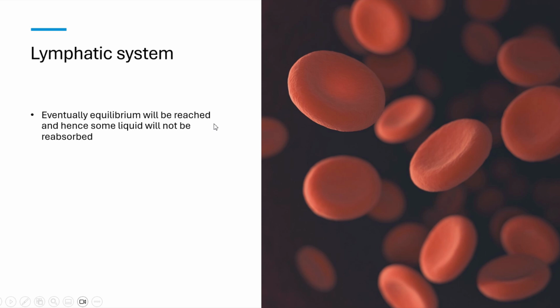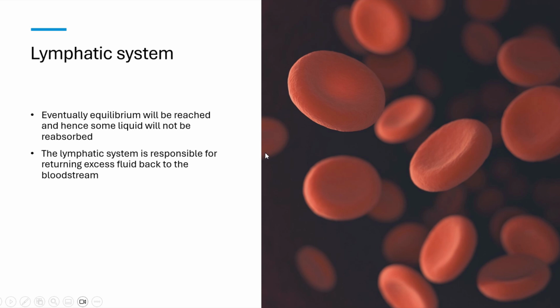Lymphatic system. So eventually equilibrium is going to be reached and some liquid will not be reabsorbed. You can't reabsorb all that liquid, or most of it, because osmotic pressure is going to balance it. So it's going to have the same water potential inside as outside. So that's why you need a bit of a solution here.